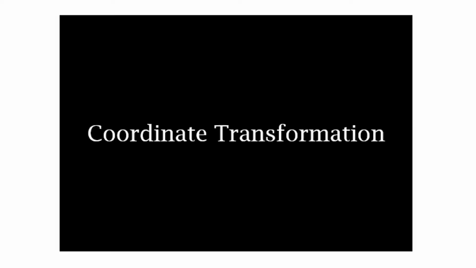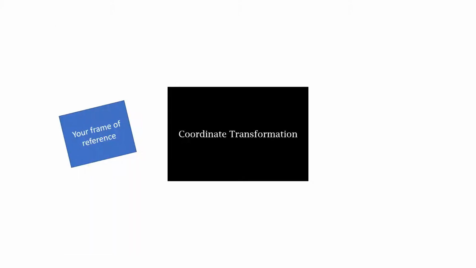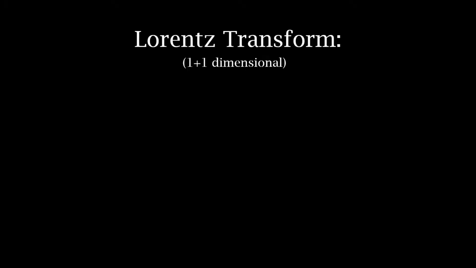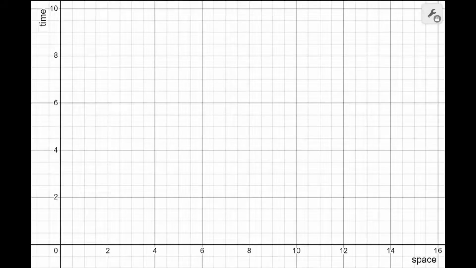You can think of a coordinate transformation as a magical black box that takes in your frame of reference and transforms it into another observer's frame of reference. In other words, it helps you see through a different observer's eyes. The Lorentz transformation is basically a coordinate transformation, except it follows all the rules of special relativity as well. Now, in today's video, we'll be deriving the 1 plus 1 dimensional Lorentz transformation. One dimension for space and one dimension for time.